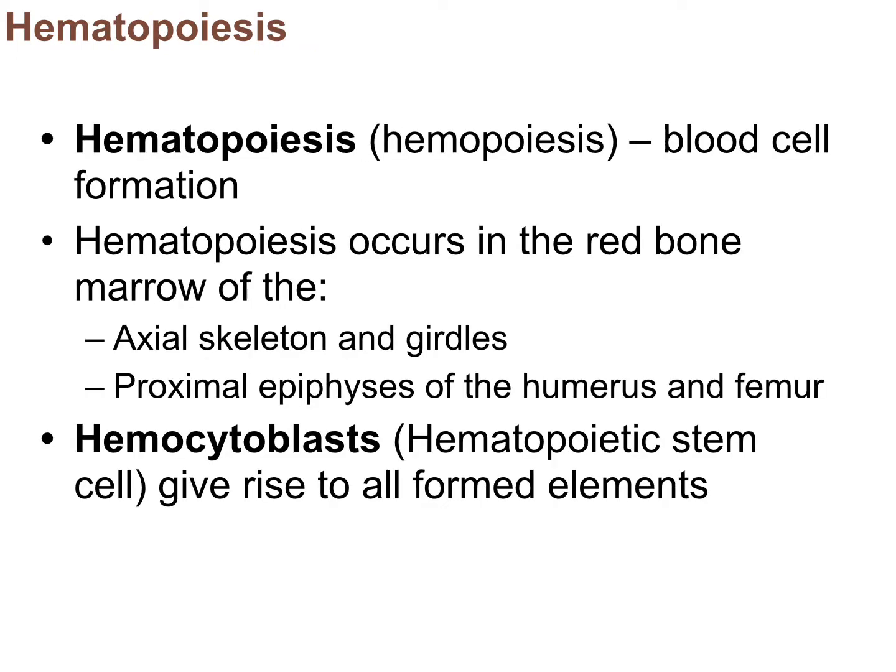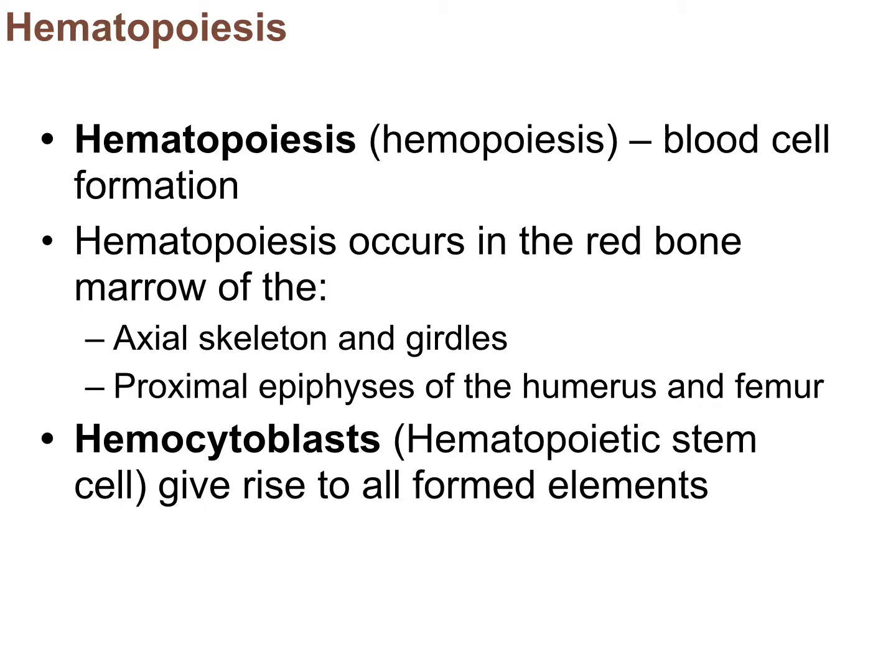Hematopoiesis, sometimes called hemopoiesis, is blood cell formation. Poiesis actually means formation, and hemato or hemo means blood. So hematopoiesis is the formation of blood cells. Now, it occurs in red bone marrow, which is in the axial skeleton and girdles, also found in both the proximal epiphysis of the humerus and the femur. Now, that's where the red marrow is. That's where hematopoiesis occurs.